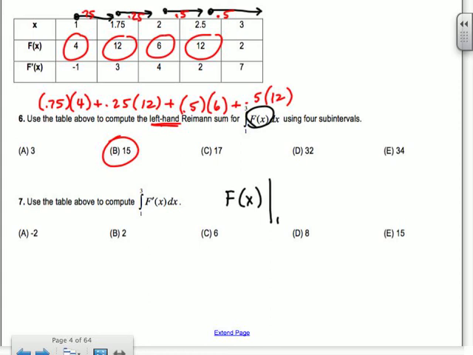And it's going to go from 1 to 3. So all this is just f of 3 minus f of 1. That's the exact answer. So f of 3 is 2, f of 1 is 4, so 2 minus 4 is negative 2. So negative 2 should be your answer.